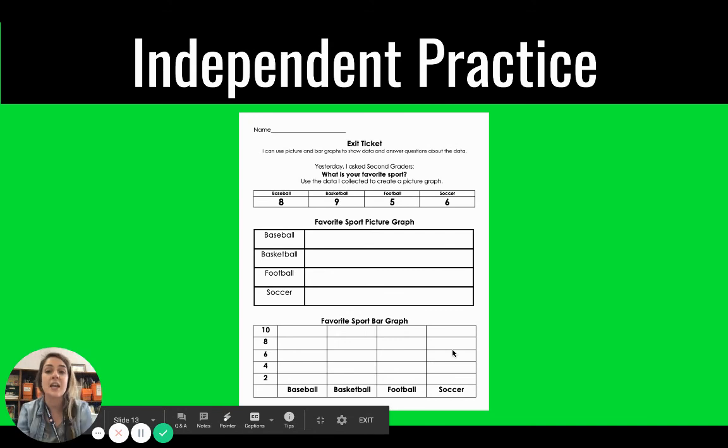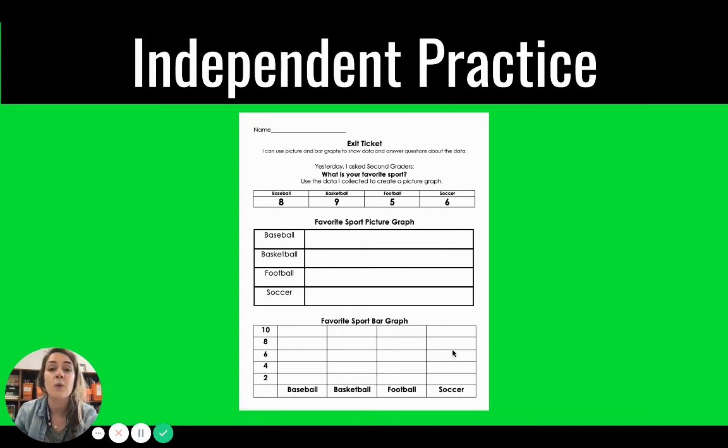All right, so that is your independent practice. I want you to really do your best. Remember, a messy graph, whether it be picture or bar graph, is really hard to read. And if it's hard to read, then it's not doing its job. Graphs are supposed to make data easier to read, not harder. So you really need to take your time.